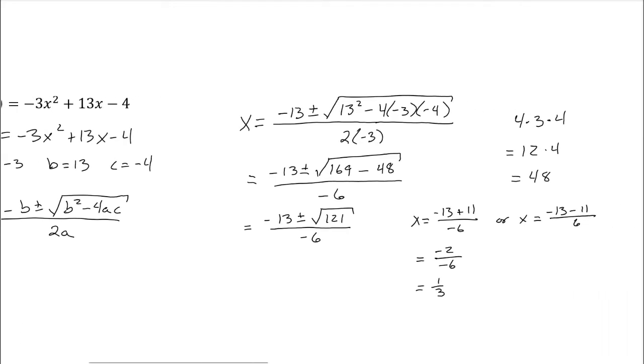Or x equals negative 13 minus 11 over negative 6 will simplify to negative 24 over negative 6. The negatives cancel. 24 divided by 6 is positive 4. So the x-intercepts for this problem are 1/3, 0, and 4, 0.